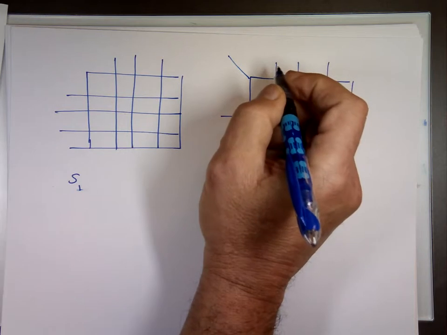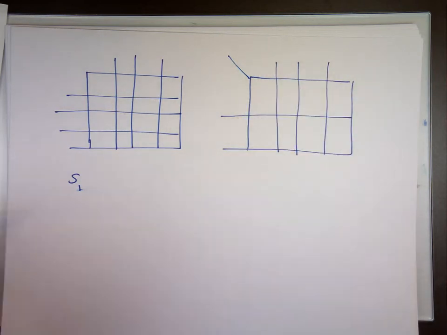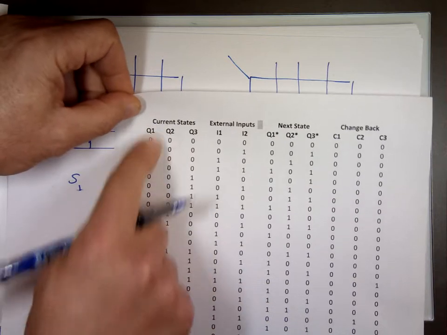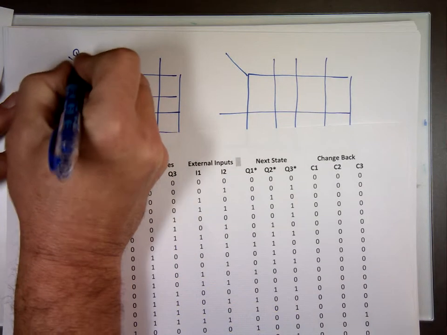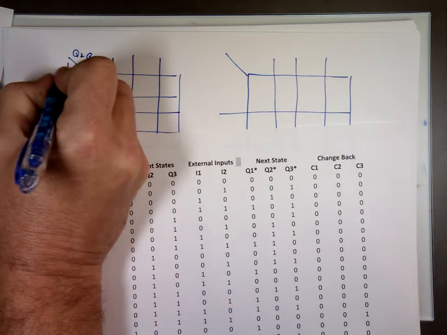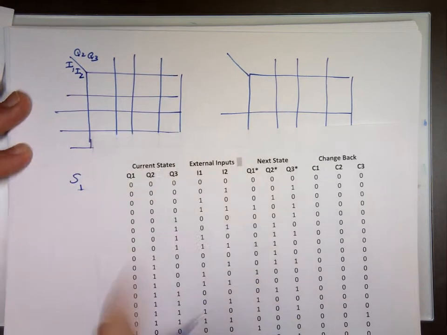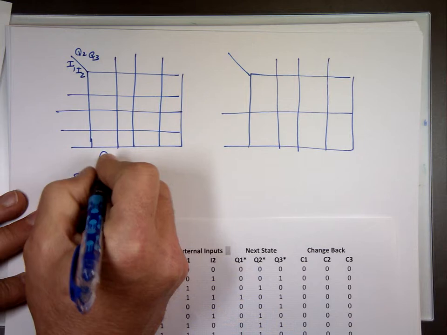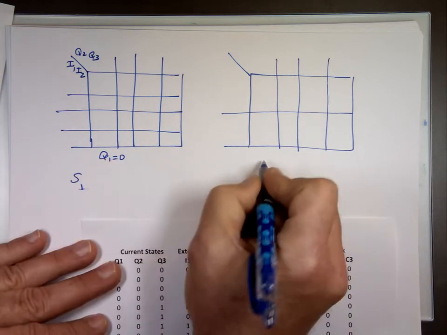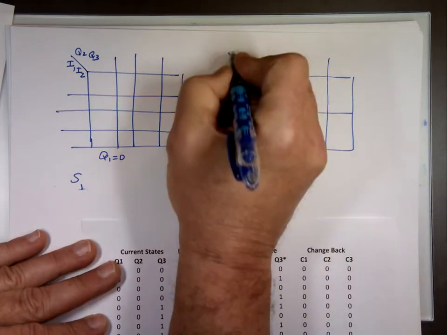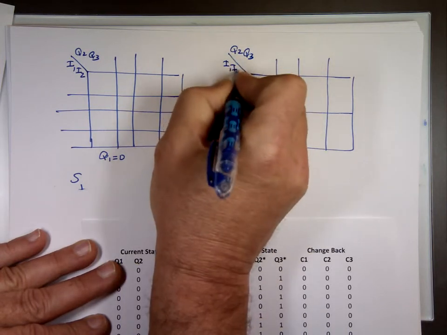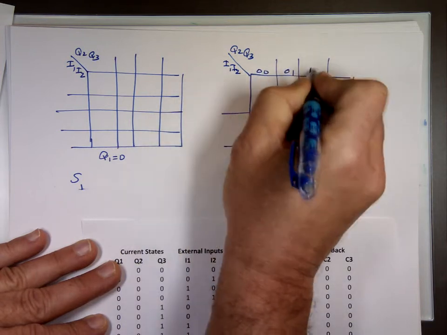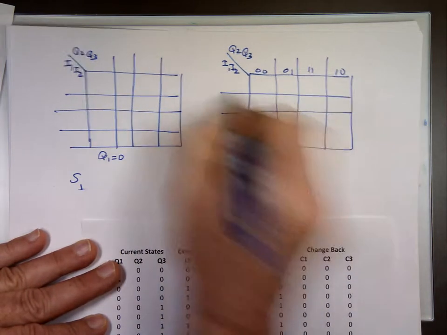And I'll use the most significant. Now, when you look at my table here, the way I wrote them down, Q1 is my most significant, then Q2, Q3, I1, I2. So I'll do Q2 and Q3 on the top, and I1 and I2, that's the external input, on the bottom. And the first half is going to be when Q1 is 0. And this is when Q1 equals 1. Oh, I forgot to put 2 more here.